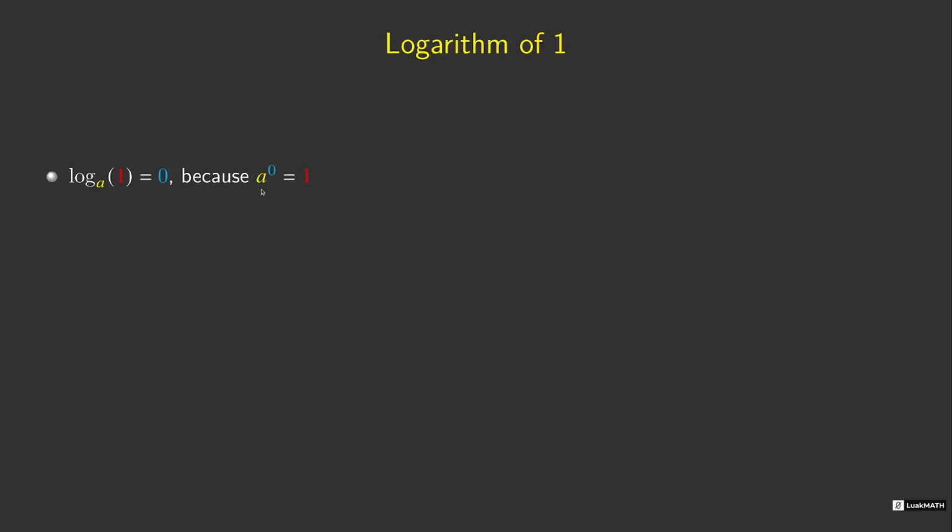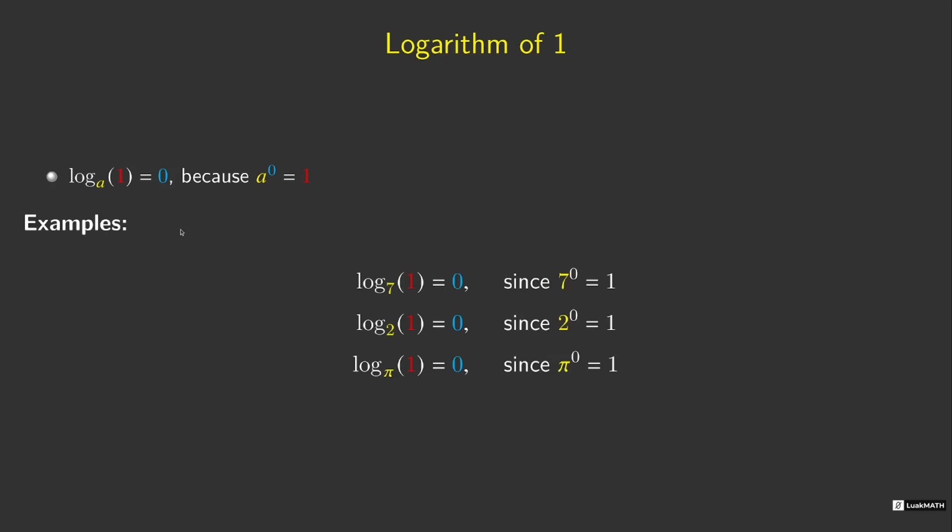Of course, we don't want a equals 0, because 0 raised to 0 is undefined. But any number, we don't care what it is. In fact, even negative basis, you can even have minus 1 raised to 0. That will give you 1. Okay, so here are some examples.